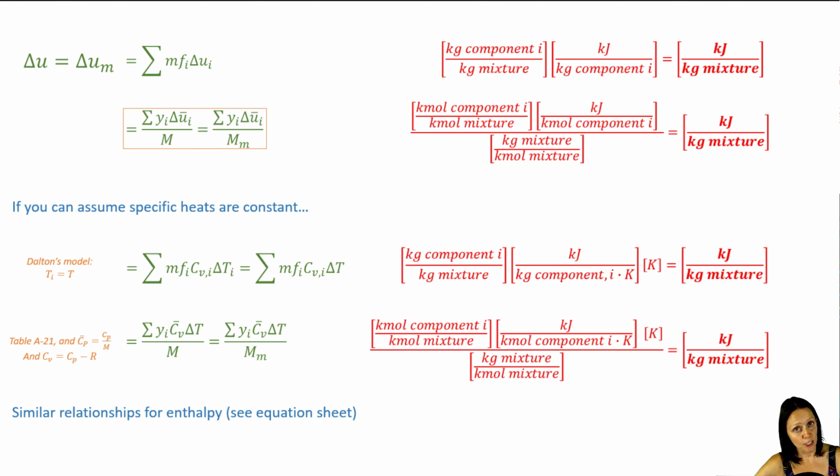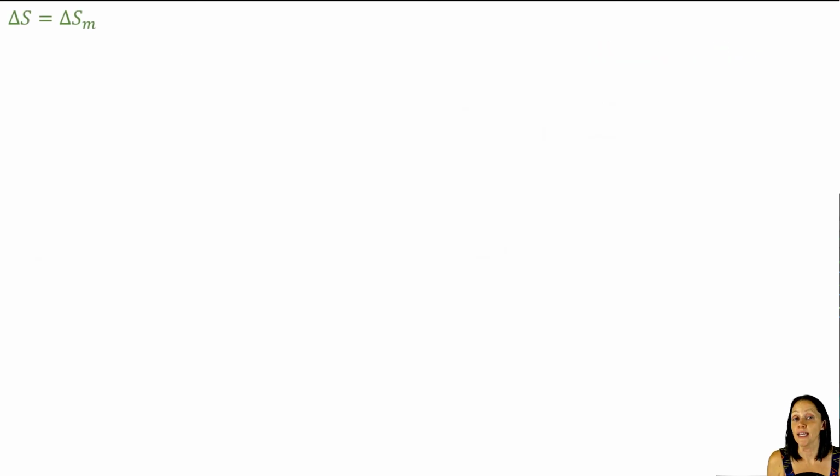We have similar relationships for enthalpy, so your H bar or your h values. Those are on your equation sheet. They look just like what we just saw. You're just replacing the u's with h's and the Cv's with Cp's. They look exactly the same, so I don't want to go over them again and waste your time. Let's look at the entropy.